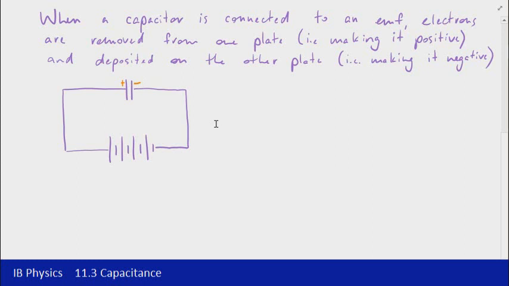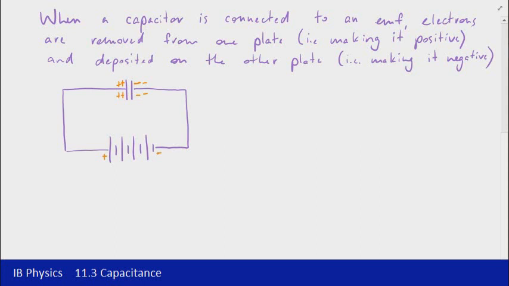Likewise, if we continue that process, another electron goes through that whole loop around the circuit and ends up on the other side, and we could have a whole build-up of charge on each of those two plates due to the electrons being moved around the circuit, causing one plate to become positive and one negative. You'll notice that the positive plate is connected to the positive terminal of the battery, and the negative plate is connected to the negative terminal of the battery.